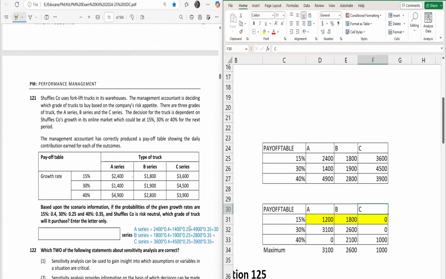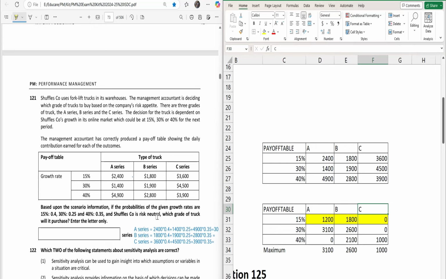Okay. Now 121. The question is the same, but the requirement is different. Based upon the scenario information, if the probabilities of the given growth rates are 15% equal to 0.4, 30% equal to 0.25, and 40% equal to 0.35, and Shuffle company is risk neutral, which grade of stock will it purchase? Enter the letter only. So now in case of risk neutral, we will go for expected value. And for expected value, they will always provide the probability.